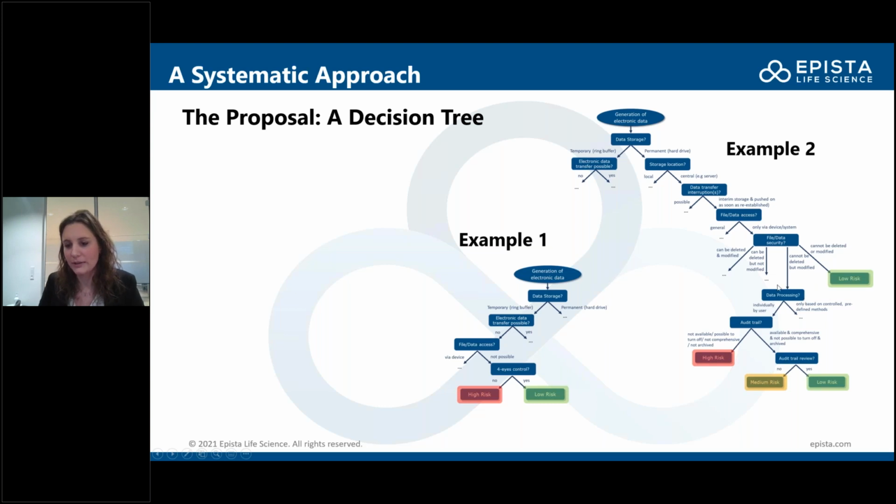Is it something that's done individually by a user, or do I have some predefined control method? So it's basically just a click. Well, in our case, we say that's actually done individually by a user. Next question is, how's it looking with our audit trail? Either we don't have an audit trail, or we can turn the audit trail off, or we have an audit trail that's not comprehensive or not archived. Either way, if we have that, then that's a high risk system.